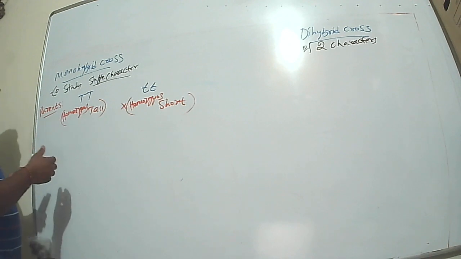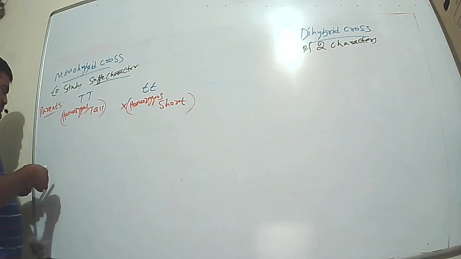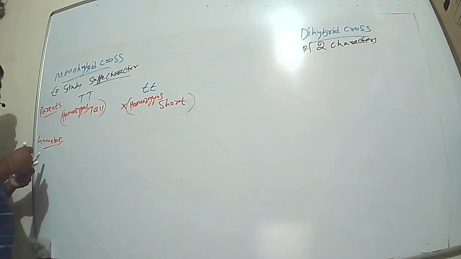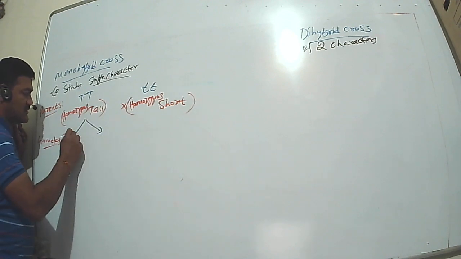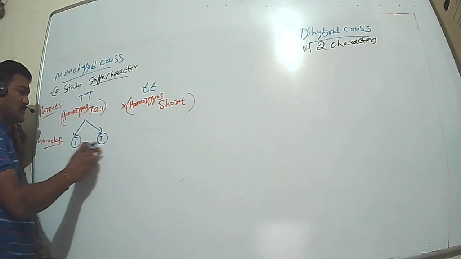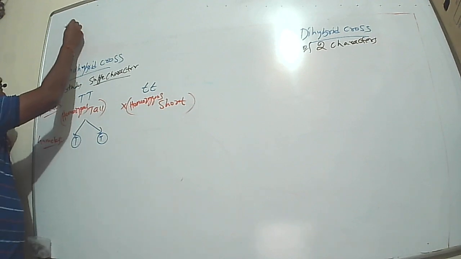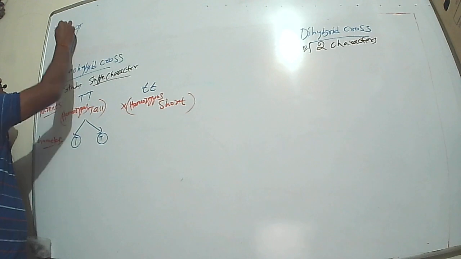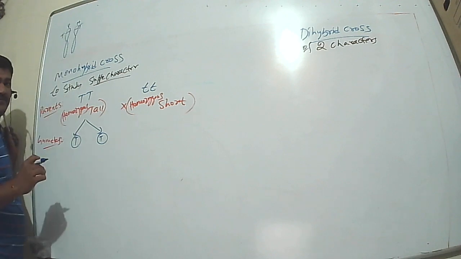Now, how many gametes does this produce? What type of gametes does it produce? If it's capital T, capital T, it produces only one type of gamete, which is capital T. Why? Because, as I told you already, let's take a homologous pair of chromosomes. Here you have capital T on this paternal chromosome and capital T on this maternal chromosome. Both have the same alleles, dominant alleles, capital T, capital T.